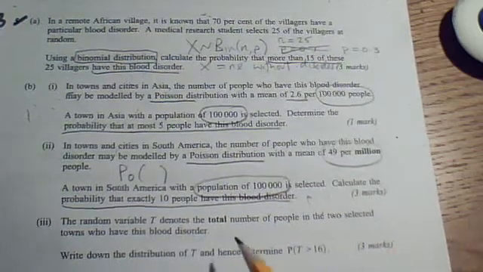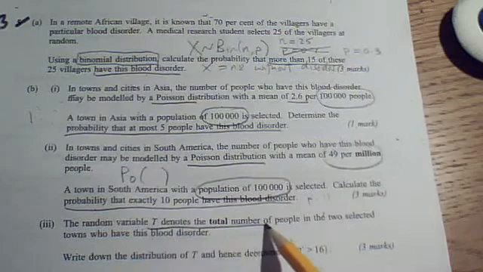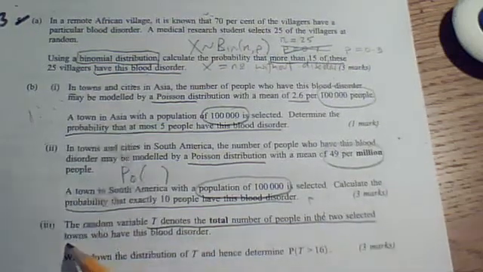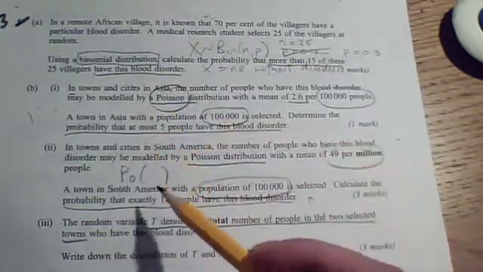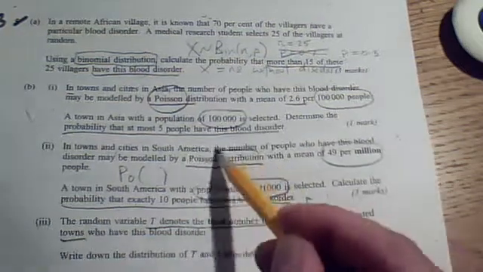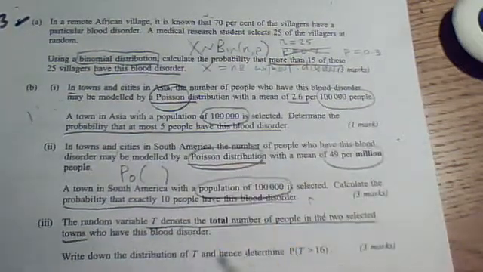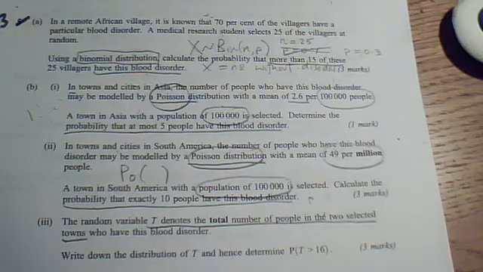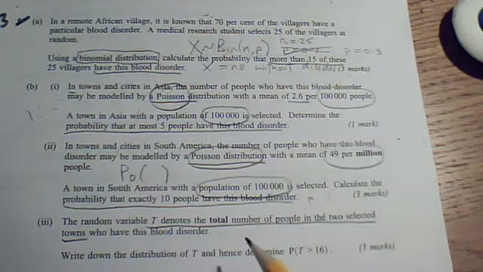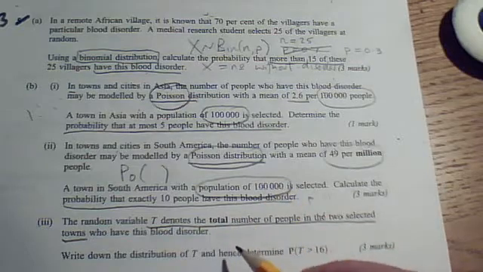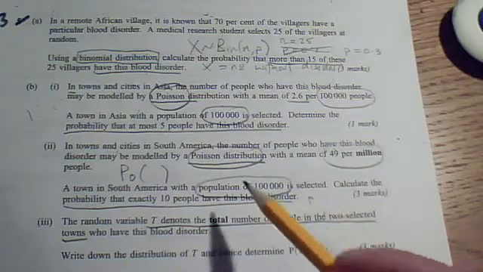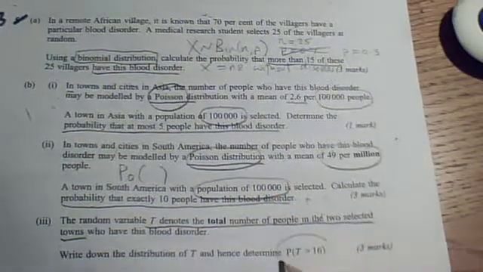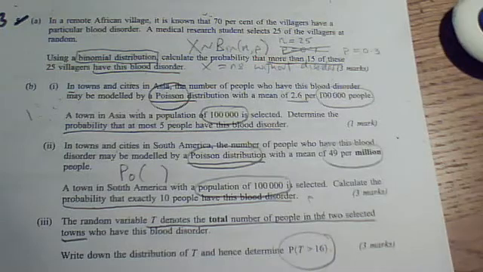Then finally, we've got T, which is the total number of people in the 2 selected towns. So we're merging the 2 towns into one. We've got a Poisson distribution in part B1 for the first town, another Poisson distribution. When you add together 2 Poisson distributions, then as long as they're independent, the total of the 2 Poisson distributions is another Poisson distribution, from which you're going to set up a mean based on the 2 previous means, and you're going to work out the probability of T being greater than 16, again using tables. And that's how you tackle that question.